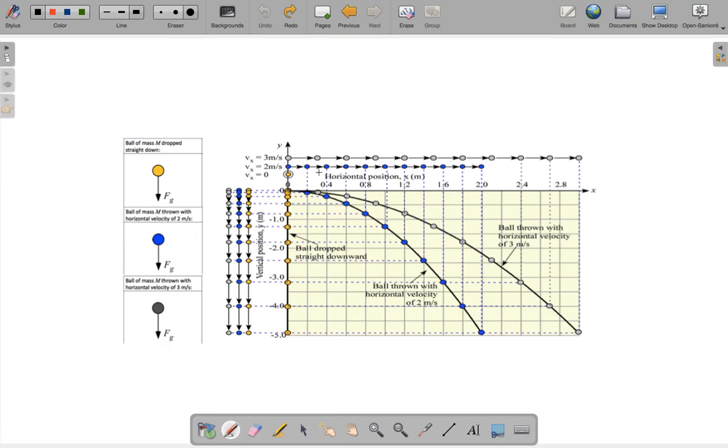Now, to the right, we have three different horizontal motion diagrams. The first, just a single dot for the ball that's being dropped. The second, they're evenly spaced as they go to the right. And for the gray ball, they're also evenly spaced, but they're a little bit more spread out than the blue ball was. The question that you have is that if it's the same force acting on all three of these balls, then why do we have separate motion diagrams in the horizontal direction?